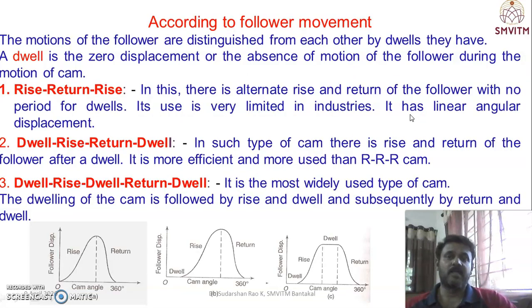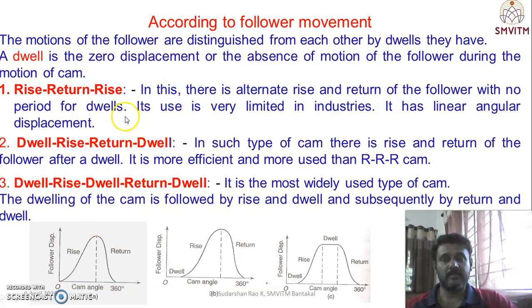Then the second type of classification of CAMs is based on the follower movement. So it may be dwell, rise, then return. A dwell is the zero displacement or absence of motion of the follower during the motion of the CAM. That is, as the CAM rotates, there is no displacement of the follower.